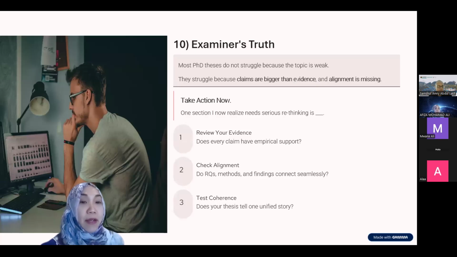Okay, so last but not least, alignment is missing. Your claims are bigger than your evidence. So take action now. Go back and think hard. What is the one section that I now realize needs serious rethinking? One section. I'm not talking about a chapter, one section. So review your evidence, check alignment again, and test your coherence. Does your thesis tell one unified story? But don't go and rewrite everything tonight. Go back and tighten the logic spine. That's the fastest way to reduce major corrections.